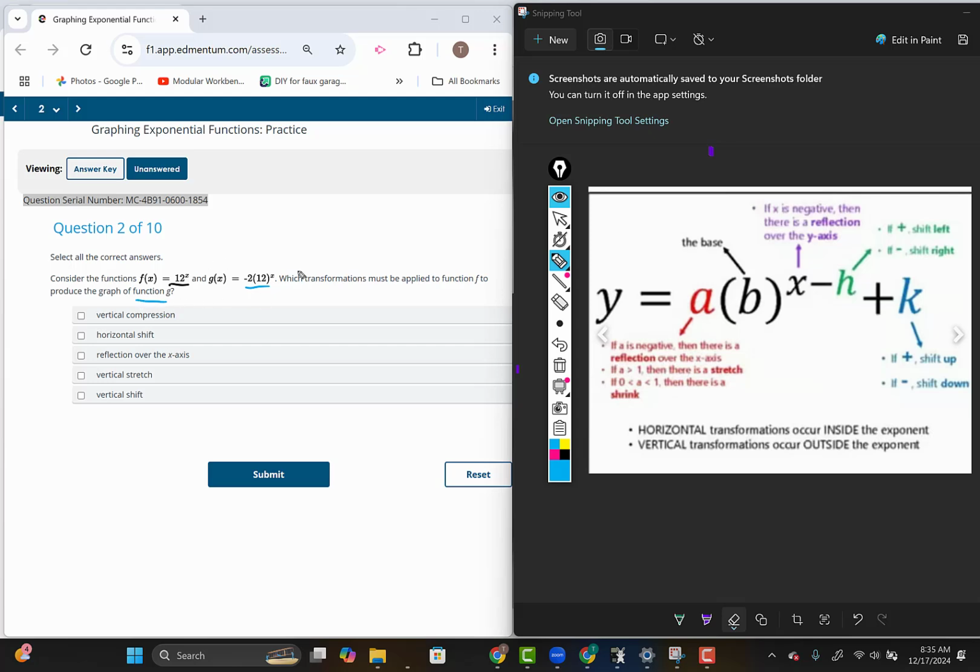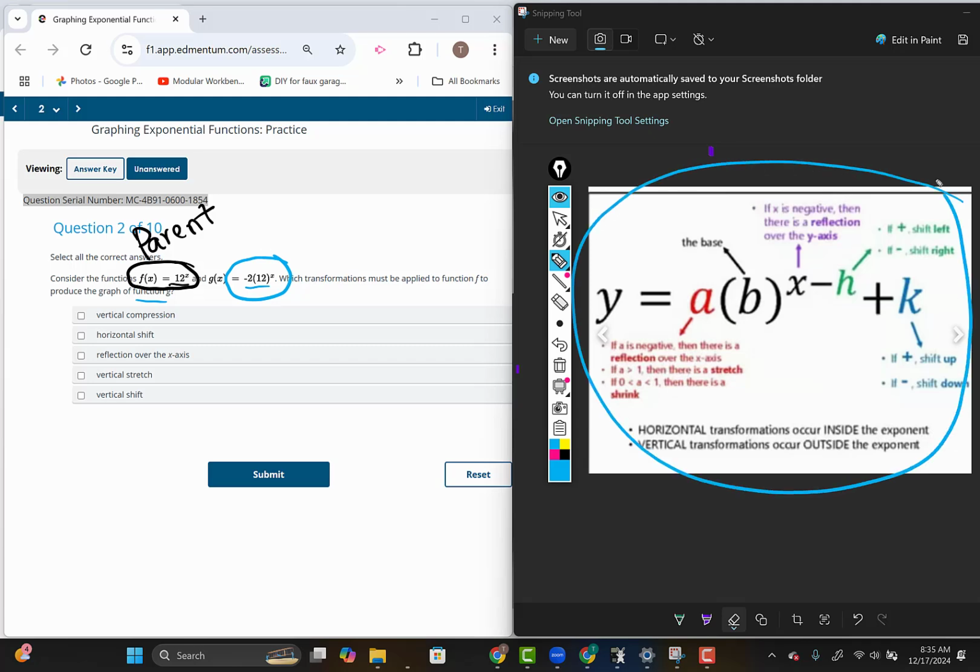So f of x equals 12 raised to the x. This is our parent function. This is the starting point or the before. And this is the transformed function. So we want to focus on this chart to the right. This gives us what essentially is a formula to follow to understand the transformation.